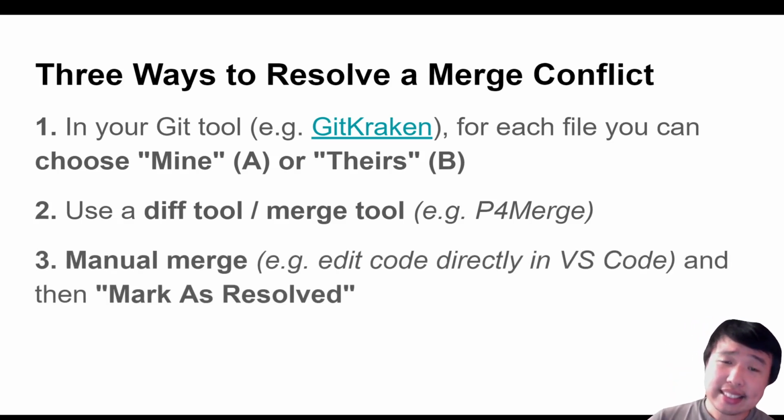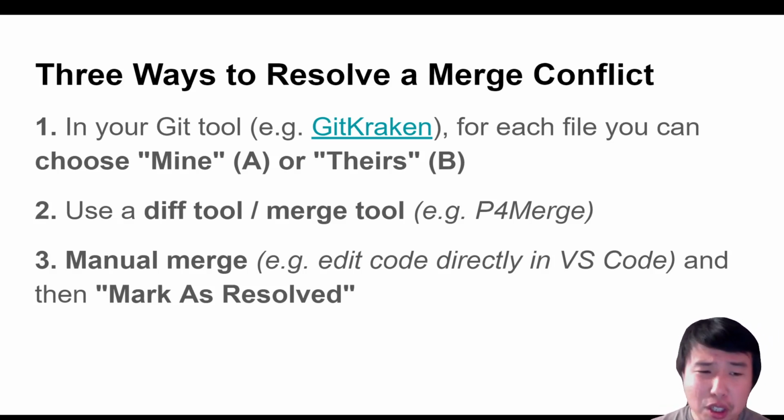And then lastly, sometimes you don't even need a Git tool or a merge tool. Sometimes it's easiest to just do a manual merge, which is where if you're working with code, you just open up the code directly in your code editor, like VS Code, and then just write whatever you want it to be. And then afterwards, you tell your Git tool that you resolved it. And that's usually called mark as resolved. That's like saying, I handled it. Don't worry, GitKraken, I got this.